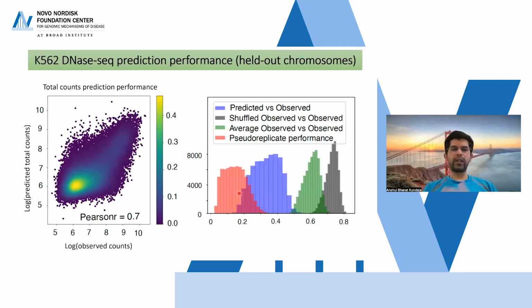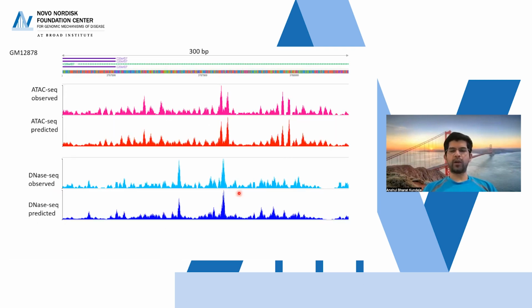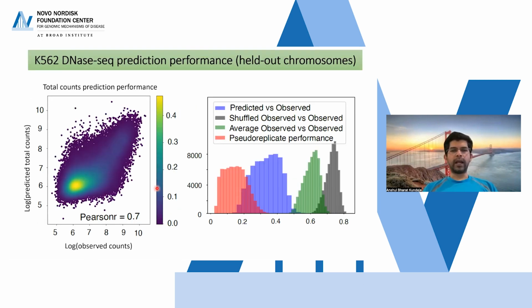So we can evaluate this chromosome wide, so that I'm not cherry picking some example. And overall, on total counts, remember we have two outputs from the model: the total counts in 1,000 base pair regions across the chromosome, and then we have the shape of the profile. So if you focus on the total counts, the observed and predicted have pretty high correlation, 0.7. This is only in peak regions. We are not computing this chromosome wide.